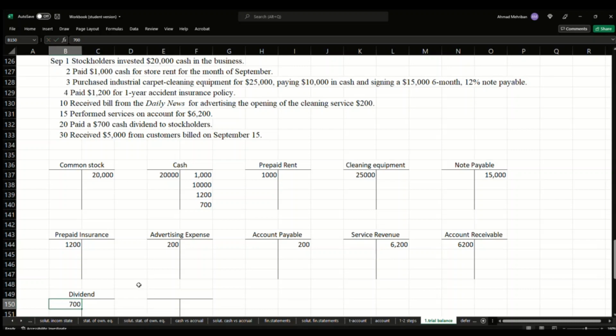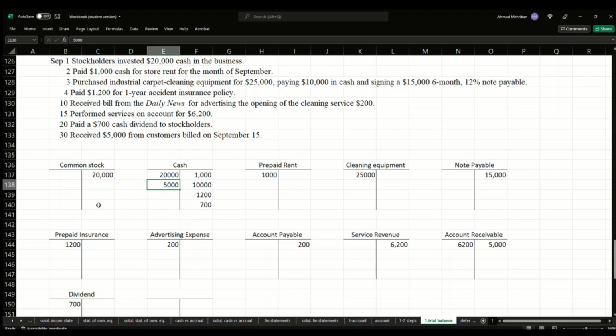And finally, we received $5,000 from customers billed on September 15. Received 5,000 means cash in through debit. From customers billed on September 15th, so for the 6,200 amount, we received 5,000. So accounts receivable will reduce through the credit side, meaning that we are owed less, and we received cash 5,000. That's basically a two-sided entry, and that's it.